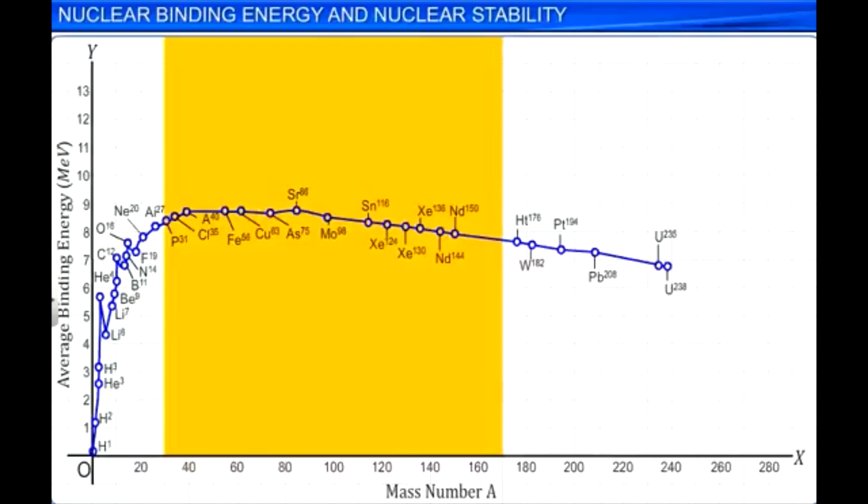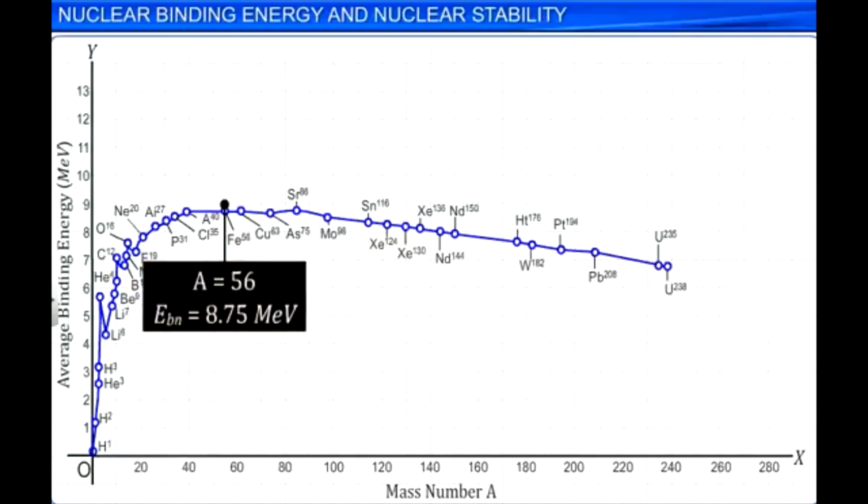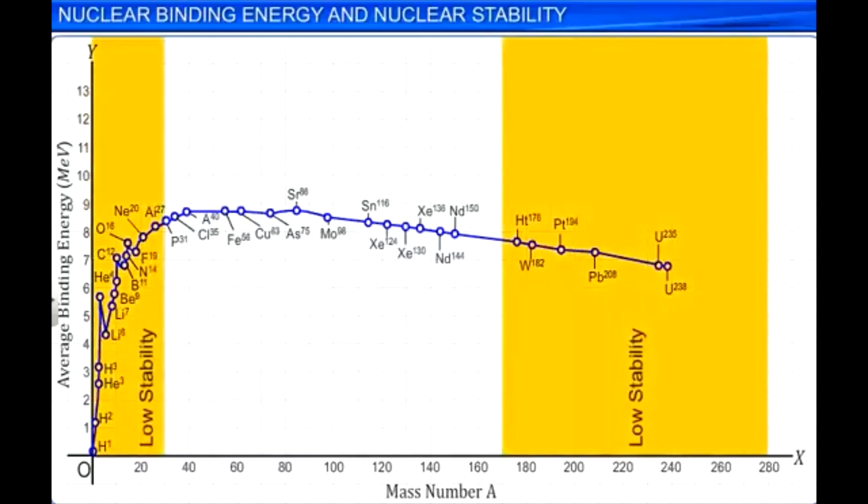The average binding energy is maximum for a nucleus of iron of mass number A equal to 56 and is equal to 8.75 MeV. We also see that the average binding energy has a value of 7.6 MeV for A equal to 238. It is observed that the binding energy per nucleon is lower for both light and heavy nuclei. That is, for nuclei with mass number A less than 30 and greater than 170.